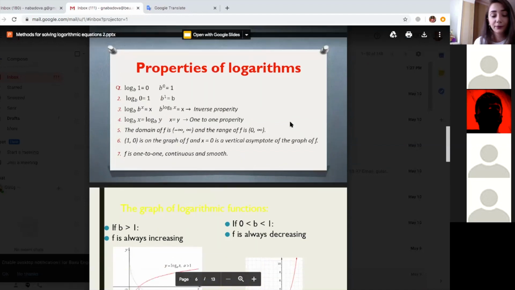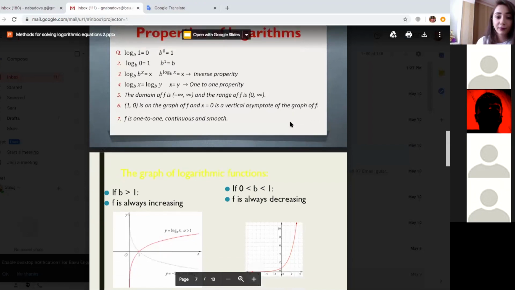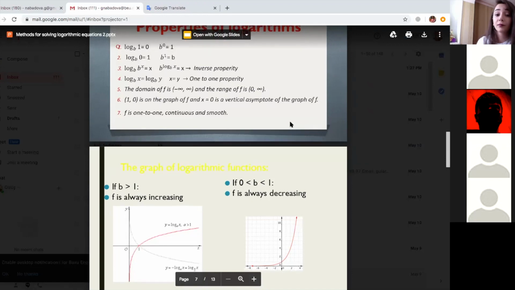Properties of logarithm: in this picture, the domain and the range of the logarithm. The domain of f is 0 to positive infinity, and the range of f is minus infinity to positive infinity. (1, 0) is on the graph of f and x equals 0 is a vertical asymptote of the graph of f. As you know, logarithmic and exponential functions are one-to-one, continuous and smooth.